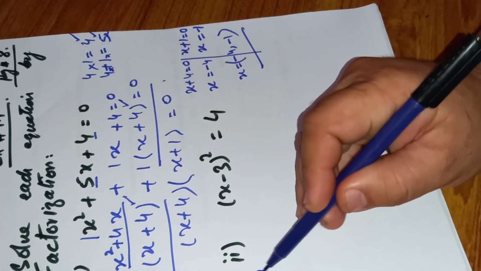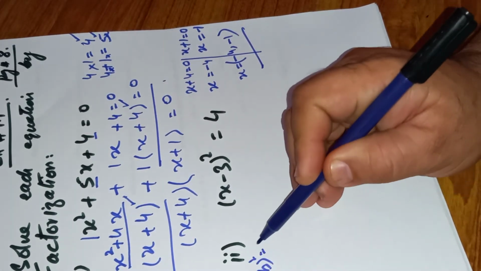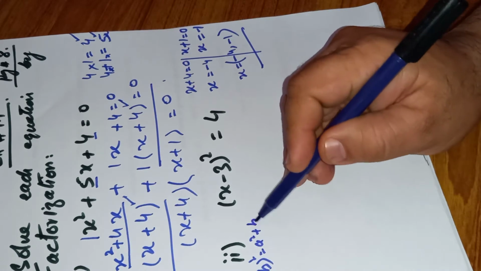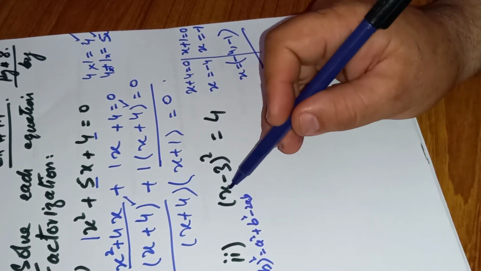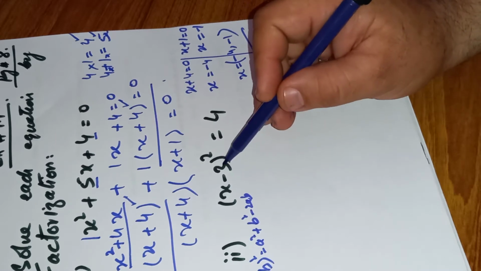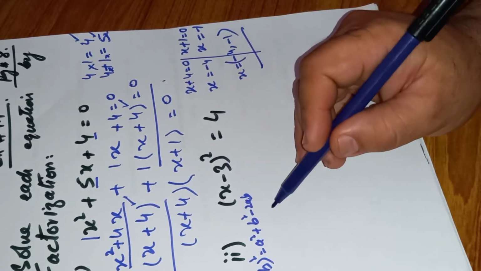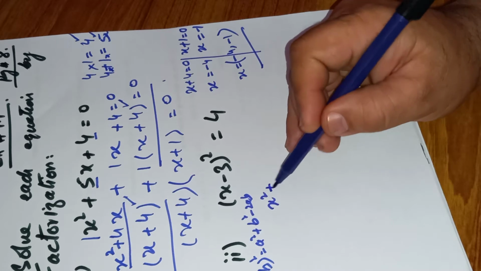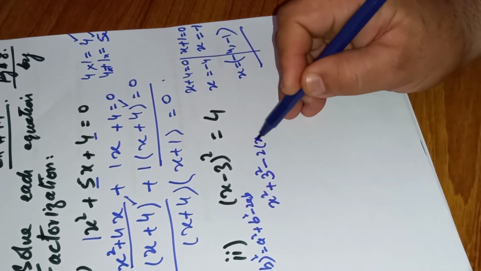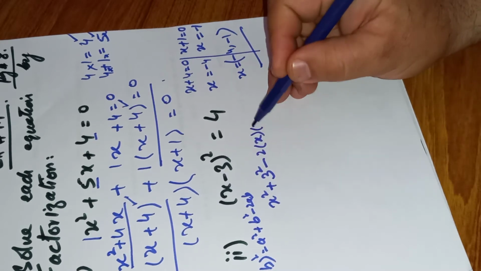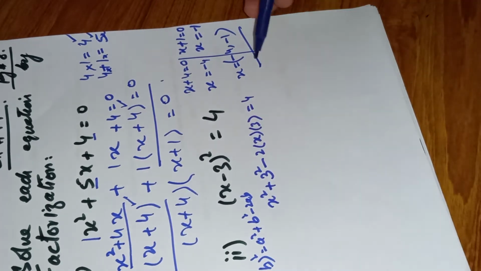To solve this next equation through factorization, we need to take the square of this, as we have a formula: a minus b whole square is equal to a square plus b square minus 2ab. So likewise we will open, this is a and this is minus b whole square. So a square means x square plus b square, b is 3 here, 3 square, minus 2, a is x and b is 3, that is equal to 4.